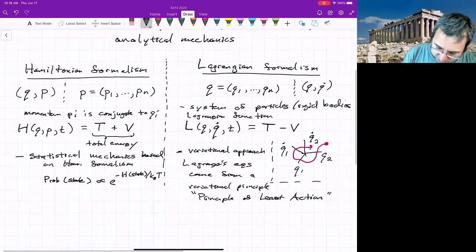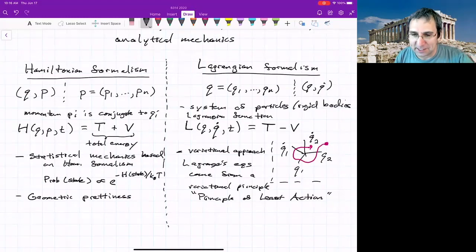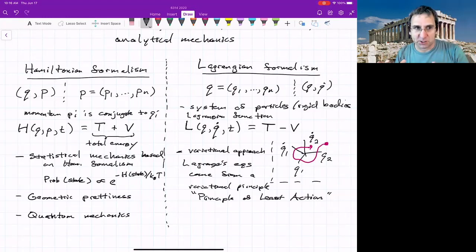There's also just more, we'll say more about this, there's more geometric prettiness. It's not really a technical term, but it's one thing that makes it nice. It also generalizes to quantum mechanics. So quantum mechanics is based on the Hamiltonian formalism. So the connection between classical mechanics, which came first a couple of hundred years ago, and quantum mechanics, which came about 100 years ago, is through the Hamiltonian formalism.